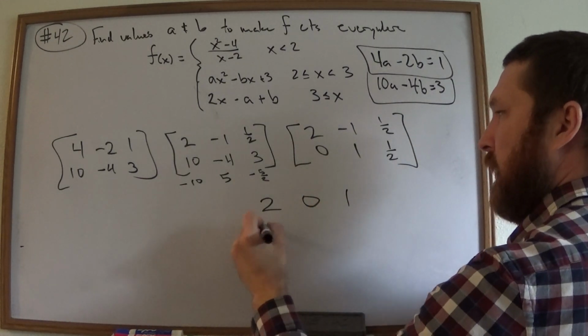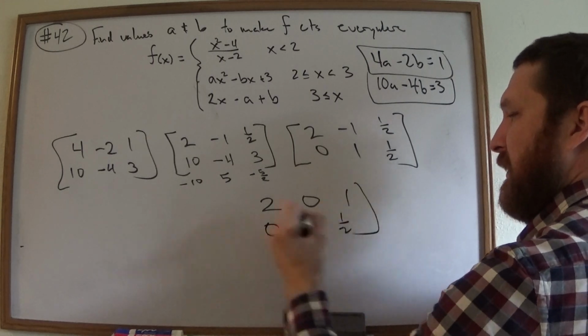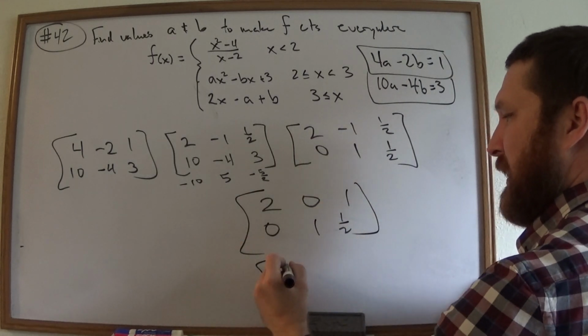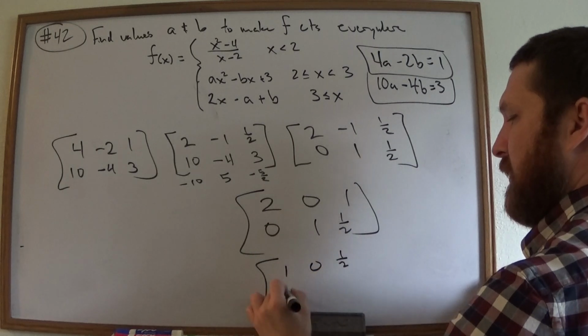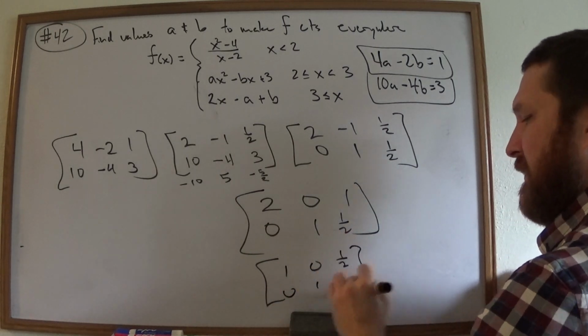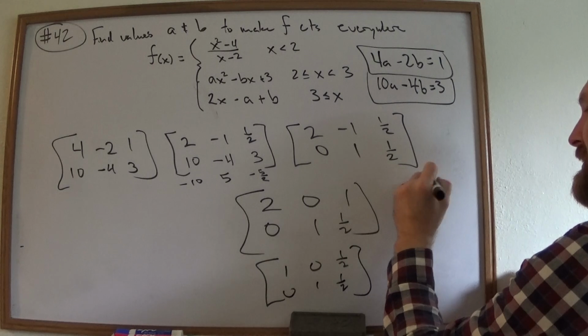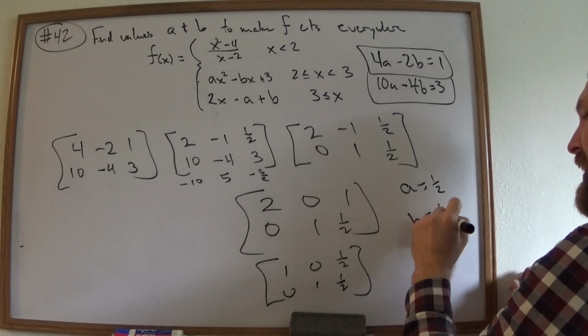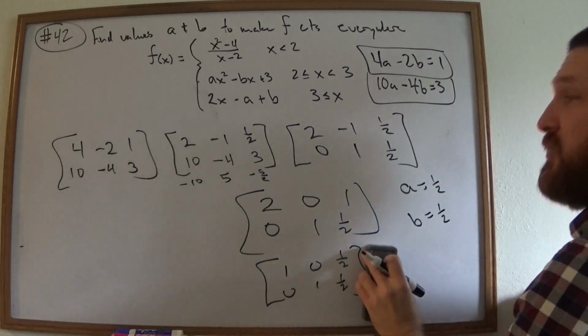1, 1/2. Divide by 2. Now divide the top by 2, and I get 1, 0, 1/2. Both 0, 1, equal 1/2. And so that means that a is equal to 1/2, b is equal to 1/2. That should be the answer. Let's just check real quick.